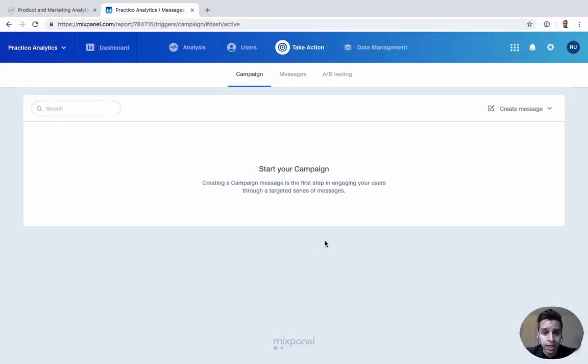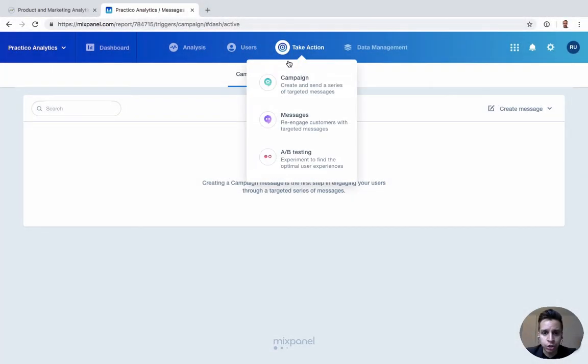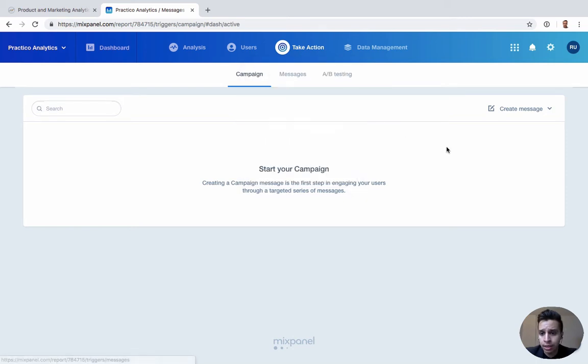All right, moving on to our next section, we're going to talk about the take action options. And this is really the messaging capabilities of Mixpanel. There's a couple of things that are new here. So messages are individual messages. There's about four types. You know, we have email, SMS, push, there's webhook. There's also in-app that could be available.